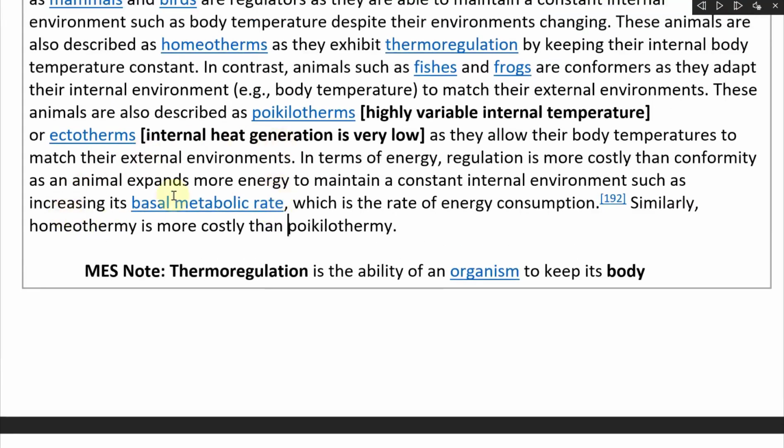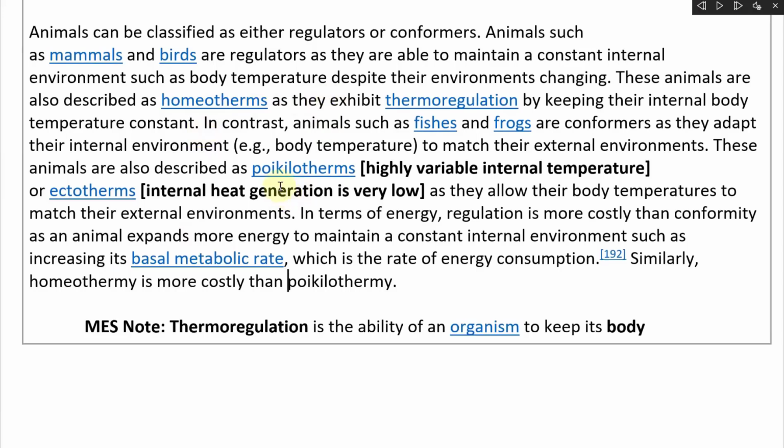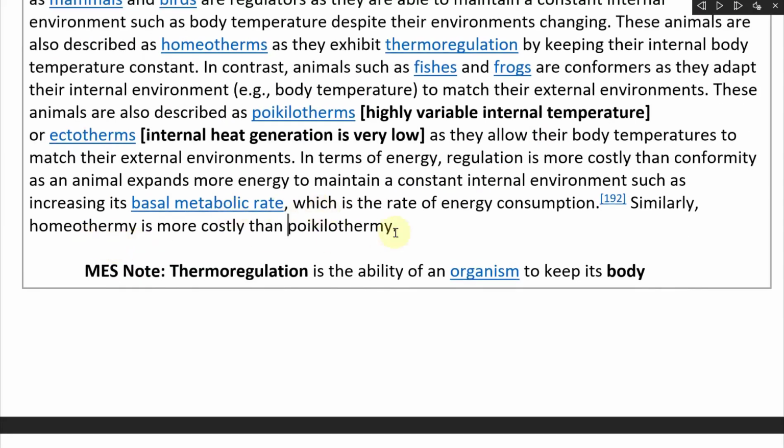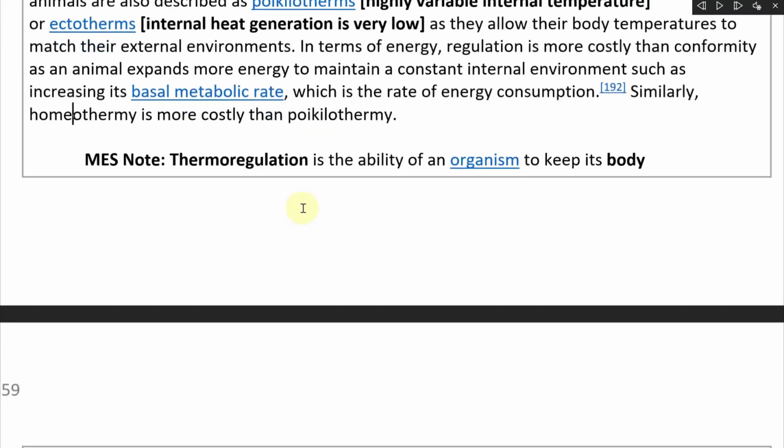So similarly, homeothermy is trying to maintain the same temperature, whereas poikilotherms can have a highly variable internal temperature, so it doesn't require as much energy. But if you're always trying to maintain the exact same temperature, that's going to be more costly because the environment's going to be changing a lot.